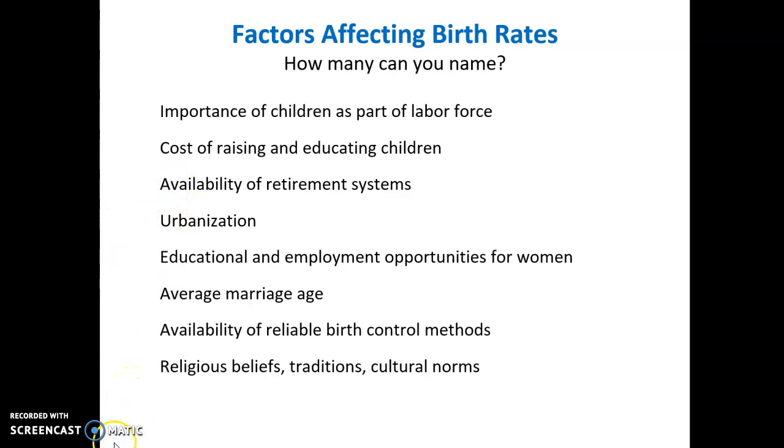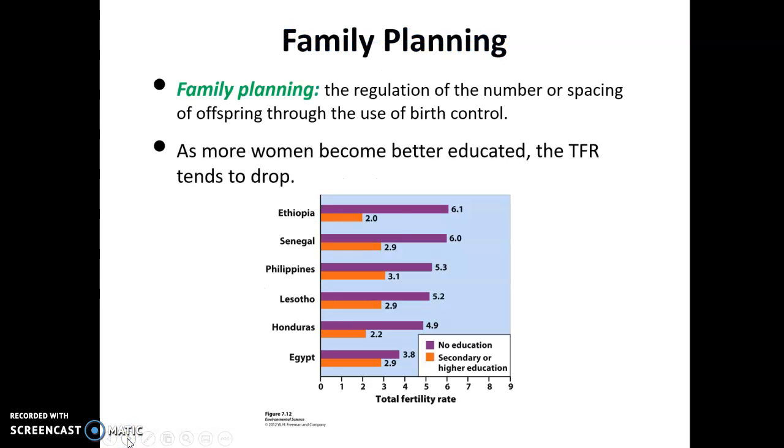Okay, so now I think we're going to look at life expectancy and its effect. Oh, no, in just a minute. First, we're going to look at family planning. That is being able to plan the number and the spacing of offspring through the use of reliable birth control. And as more women become better educated, the total fertility rate does tend to drop. And they've given a few examples here. The purple represents women with no education, and the orange is women with secondary or even higher education. And you can see there's a significant difference in most of these examples in the total fertility rate.